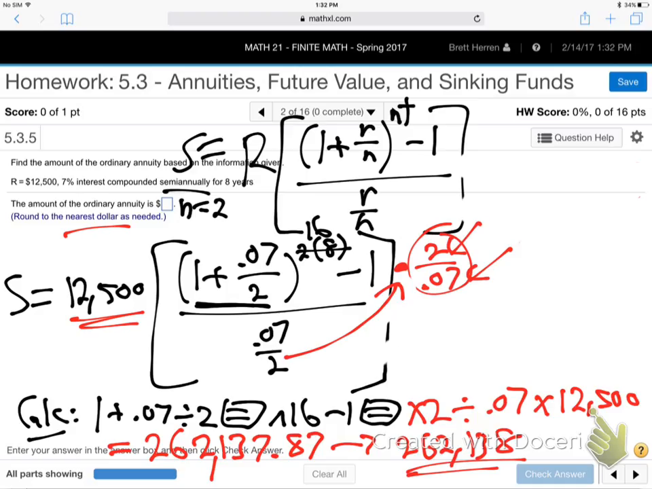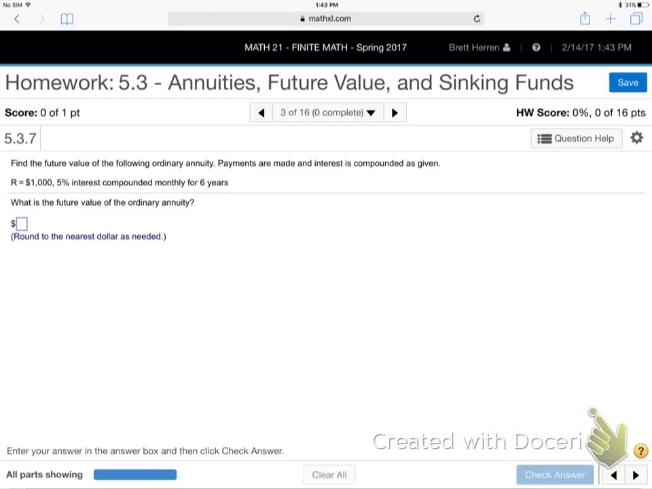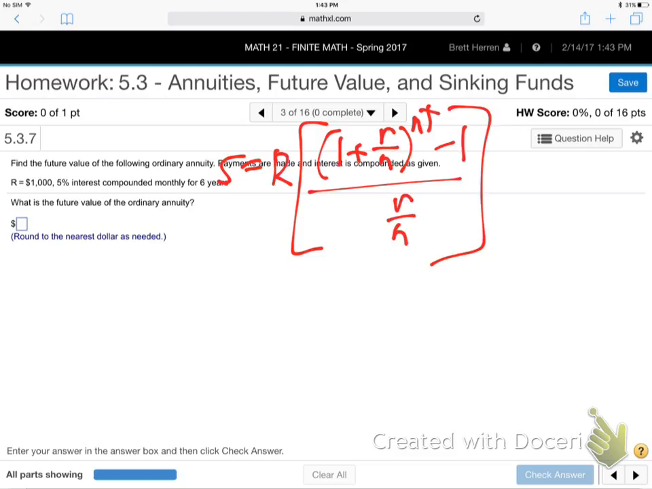Not good? All right, so let's try. All right, so S equals R, same old formula: 1 plus R over N to the NT minus 1 over R over N. All right, there you go. See if you can plug into that. Crank out the answer.